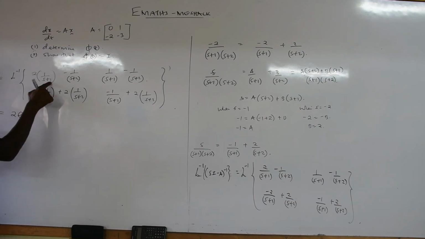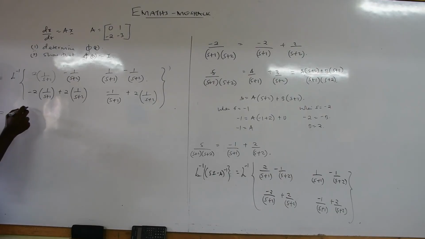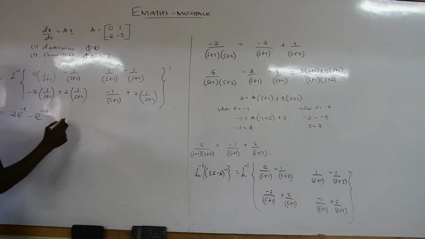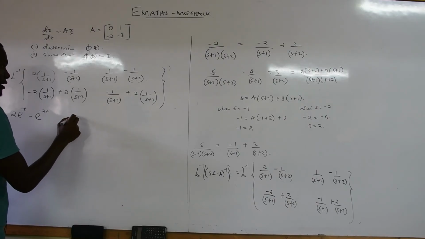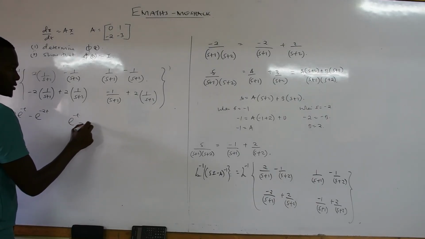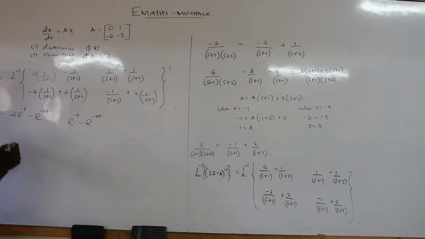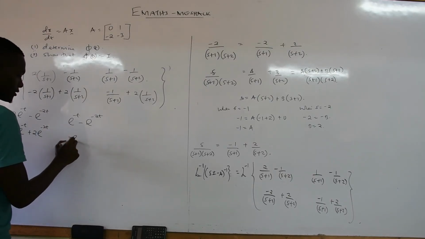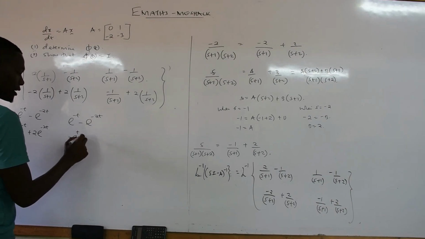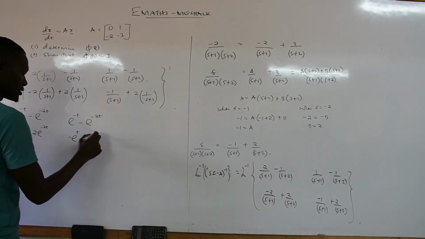so it will be 2 exponent, our value of a is 1, so it is negative t, negative 1t, right, minus exponent of, our value here is 2, but it will be negative 2t. Then we have e to the negative t, minus e to the negative 2t. Then here we have negative 2 exponent negative t, then plus 2 exponent negative 2t. Then we have negative e to the negative t, then plus 2 exponent negative 2t.